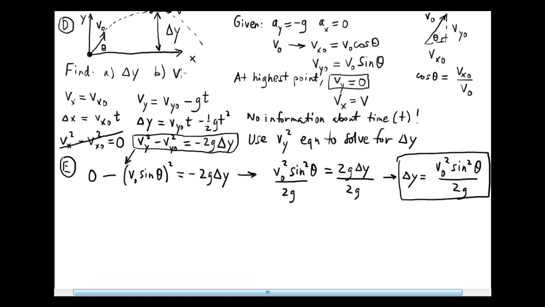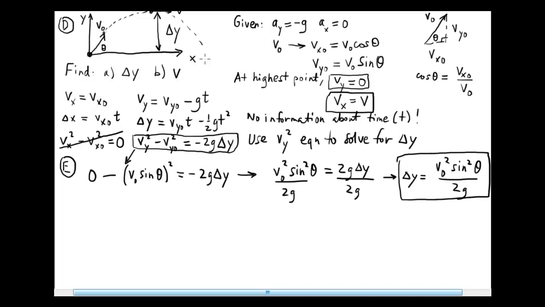Part B was to solve for V at the top. So what is V? V is the magnitude of the velocity vector at the top, and we already said that at the top the V is wholly horizontal, so it's just the x component. So whatever the x component of the velocity is initially stays the same all throughout.